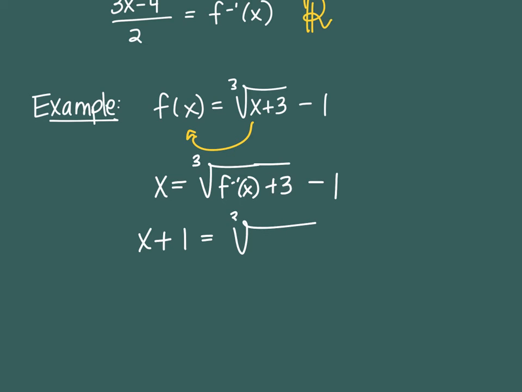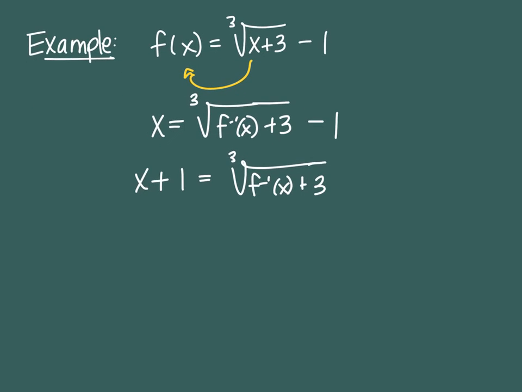We have the cube root of f inverse of x plus 3. Now I want to get rid of the cube root. What do I have to do to both sides to get rid of a cube root? I have to cube it, but you have to cube it as a group. All right, the wrong thing to do would be to cube things individually. You can't do that. You have to cube it as a group. So x plus 1 has to be cubed as a group.